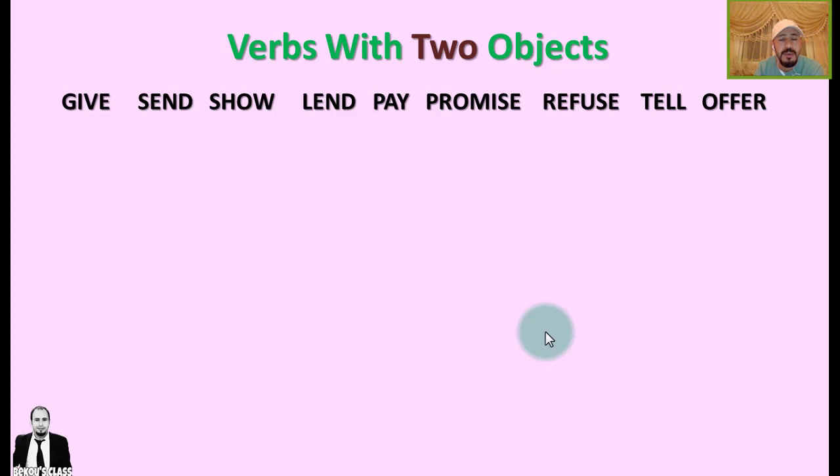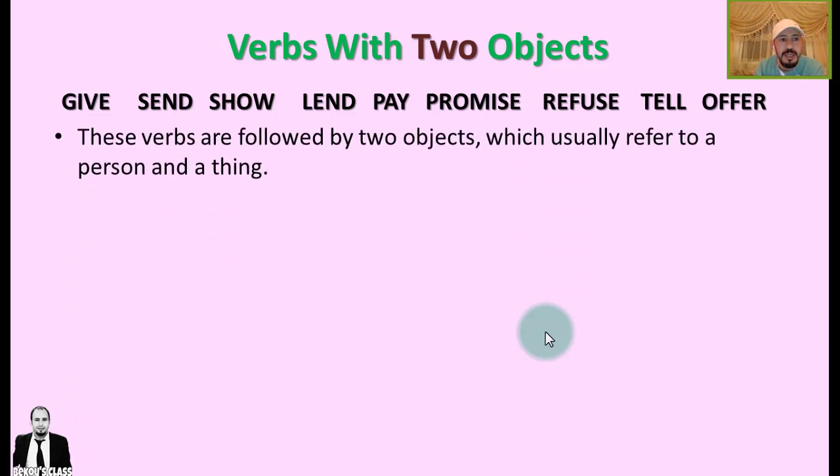So in this case, we have to be careful, because sentences that have these verbs can be put in the passive in both ways. We can start with object 1, or we can start with object number 2. As I said, these verbs are followed by two objects, which usually refer to a person or a thing. When we say give someone, it's a person, and give someone something, that's a thing. We have an example here that shows this.